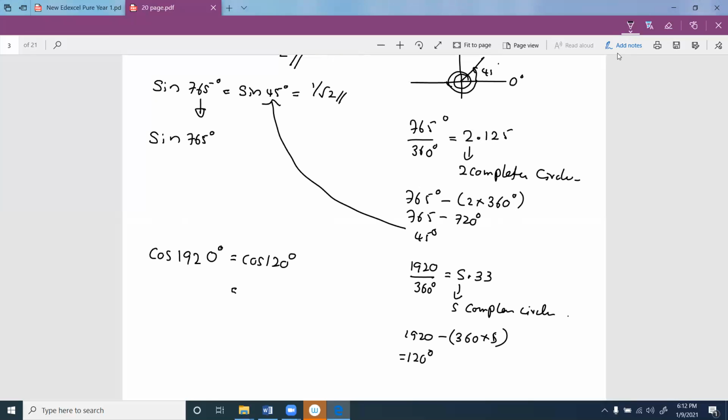Now for cos 120, you can say cos of 90 plus 30. Cos of 90 plus 30 is equal to minus sine 30, that is minus 1 over 2. So that is the answer for this. If you want, you can use the calculator and see whether you get the same answer back. Yes, minus 1 over 2 is the answer. So whatever the angle, you can find it using this technique.